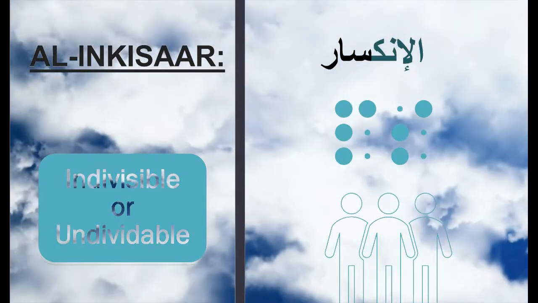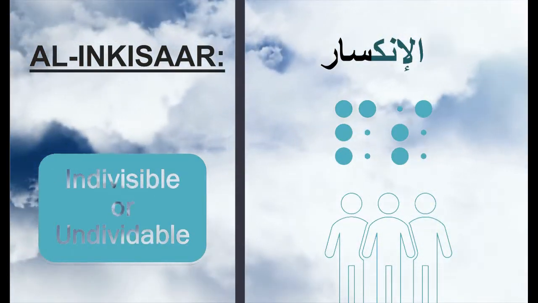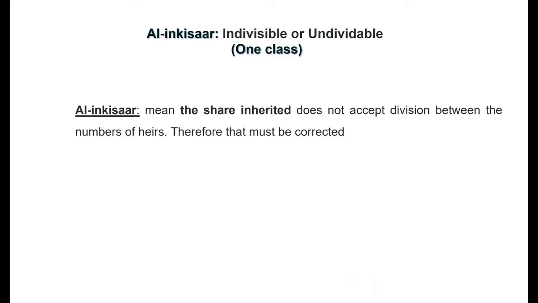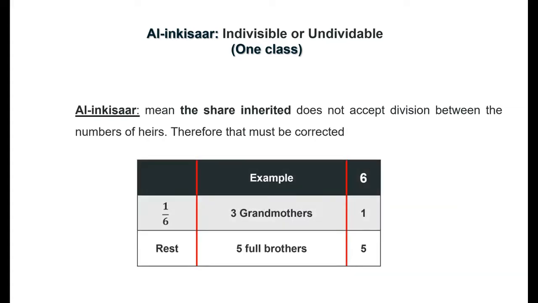In this lesson we will study Al-inkisaar, indivisible or undividable. Al-inkisaar means the share inherited does not accept division between the number of heirs inheriting, therefore that must be corrected. In this example we have 3 grandmothers inheriting 1/6 and 5 full brothers inheriting the rest.